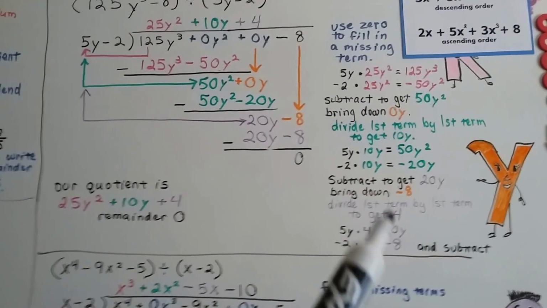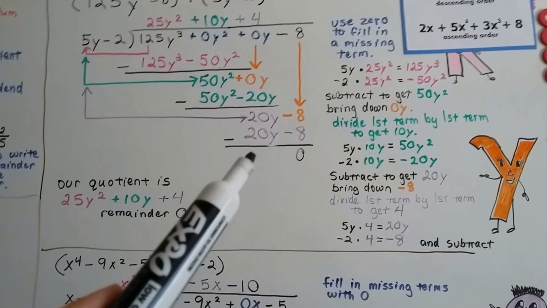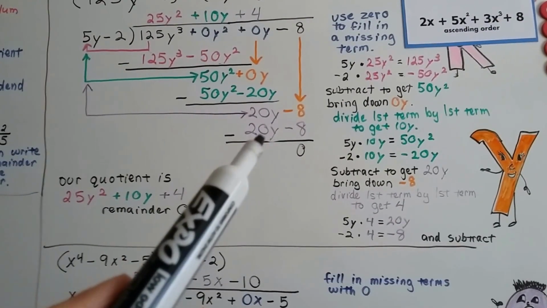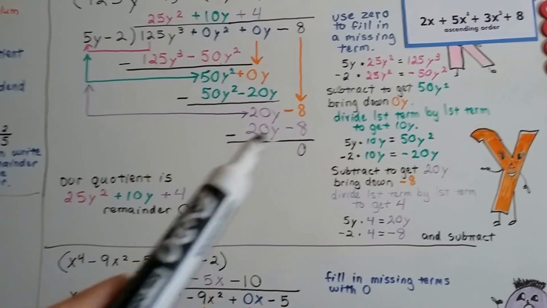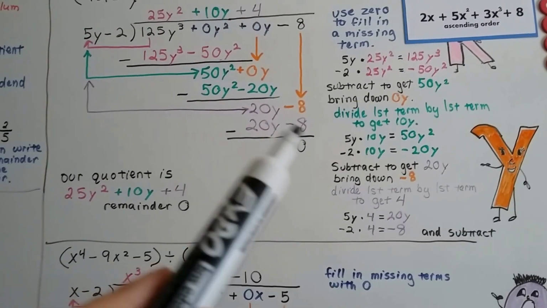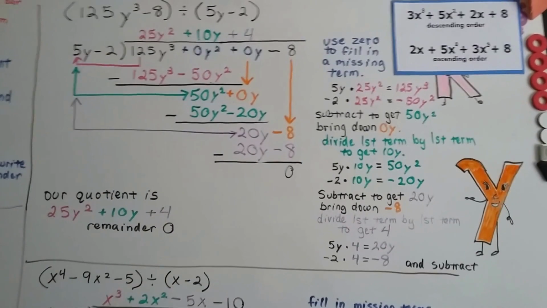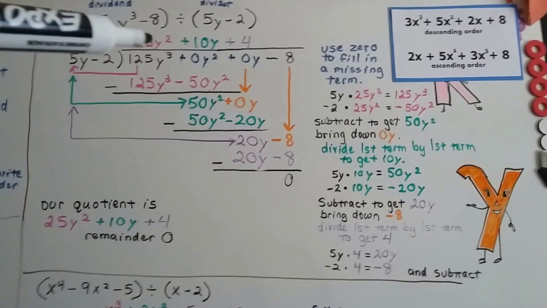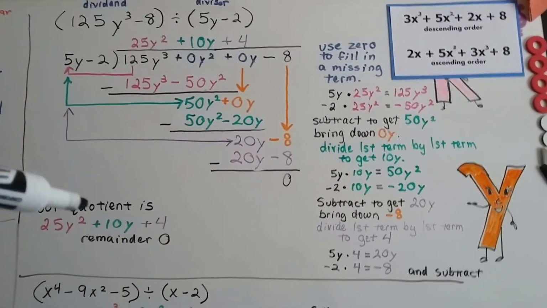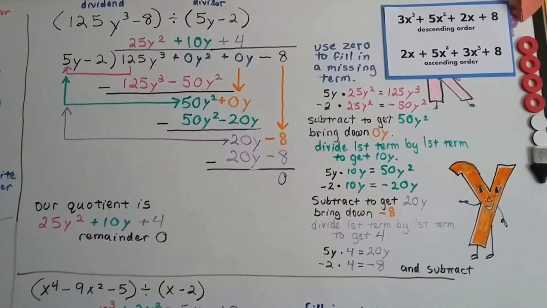So now we're right here, and we have 20y take away 20y, that's eliminated, and we have a negative 8 minus a negative 8. We add the opposite, so we have negative 8 plus 8, that makes a 0. So we have a remainder of 0. So our quotient is 25y squared plus 10y plus 4, with a remainder of 0. See?